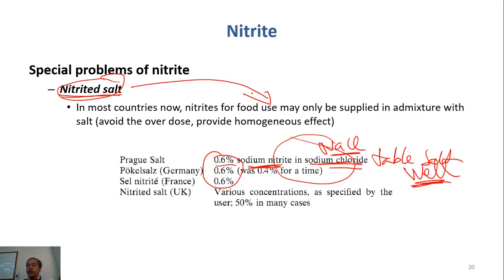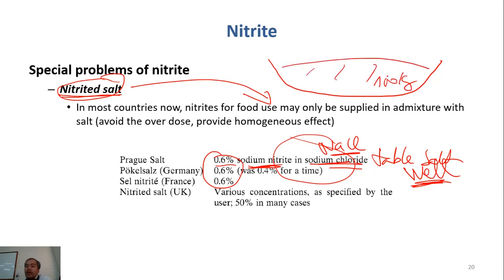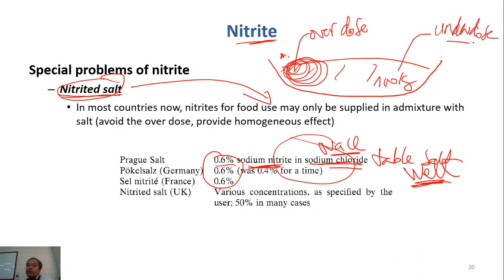Why do you have to do it this way? Why don't we add nitrite or nitrate directly into the food when we do processing? Because if you add directly, for example, when you do chopping, like I told you, when you chop a lot of meat, maybe like 100 kilograms, and you only add several grams of nitrite, there is a high chance that you don't have a uniform distribution of the additive. You add here and maybe it only stays here. So this part becomes an overdose of nitrite, while the other part becomes an underdose of this additive.